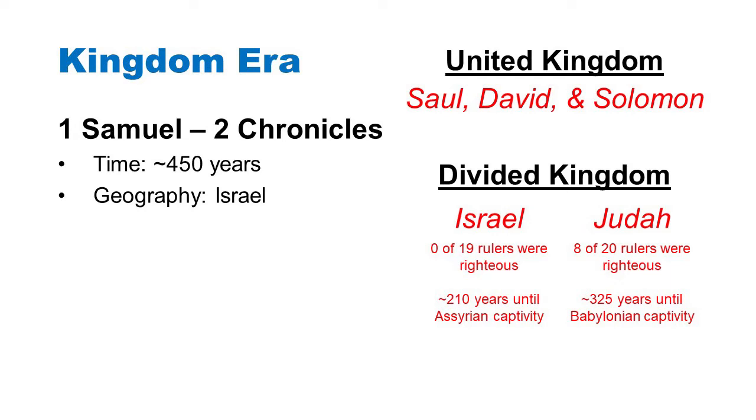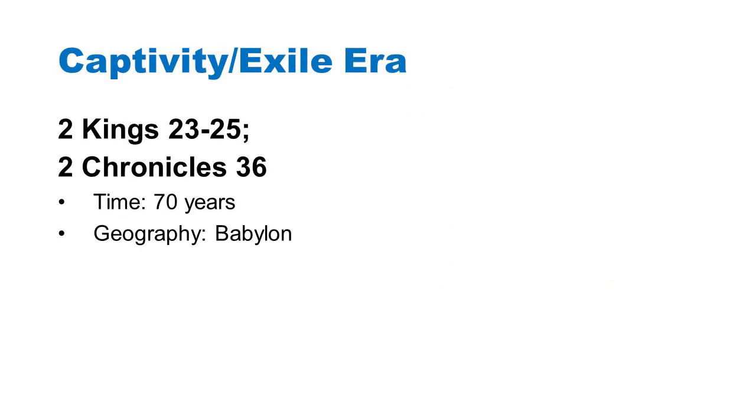Some of the men, like Hezekiah, are good and righteous men. So they last a little bit longer than Israel. They last about 325 years until their sin and their immorality and idolatry, of course, catches up to them also. And they are captured by Babylon. And that brings in the next era, and that is the captivity and exile era.